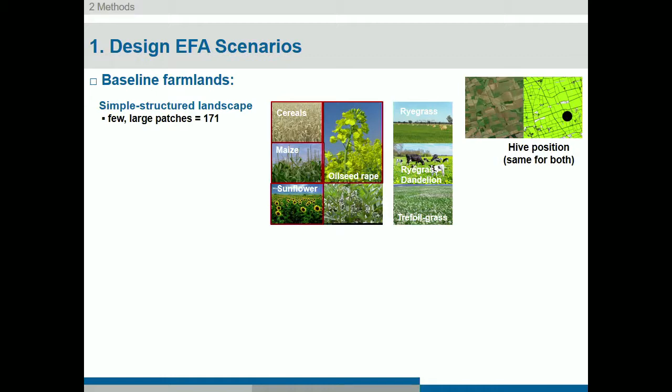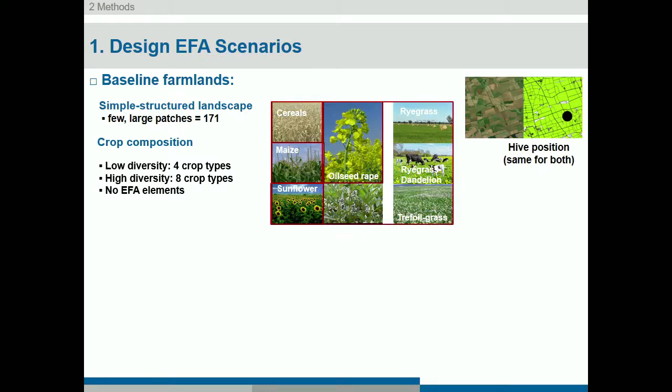We designed the ecological focus area scenarios on a simple structured landscape of a typical heavily managed agricultural landscape with few and really large patches. And here we implemented 2 different crop compositions, one of low diversity consisting of the most typical European crop types and one of higher diversity consisting of 8 typical European crop types. For the baseline farmlands, no ecological focus area elements are implemented.